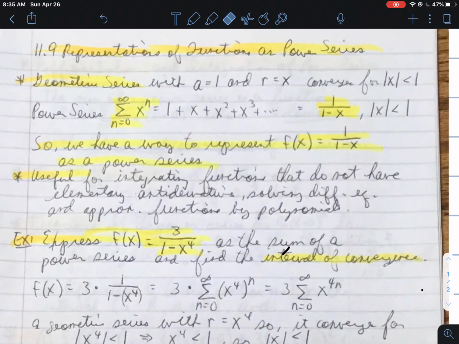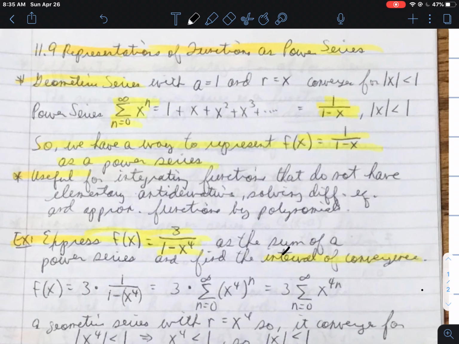Section 11.9, representations of functions as power series. All right, so in the previous section, we talked about power series, which were series involving variables. And then we determined for what values of the variable the series converge or diverge.